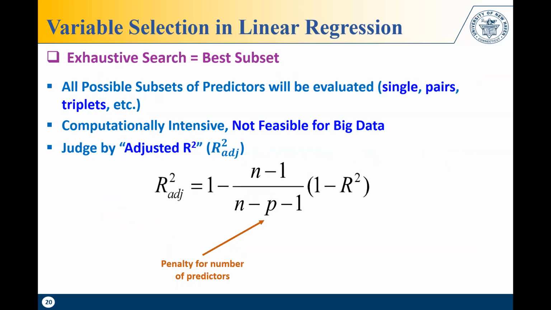For exhaustive search, all possible subsets of predictors will be evaluated: single, pairs, triplets, etc. It's intensive in terms of computation, so it's not feasible for big data. The result will be evaluated by adjusted R-square. And as we can see in the formula, there is a penalty for the number of predictors because we want to reduce the number of predictors as much as we can.